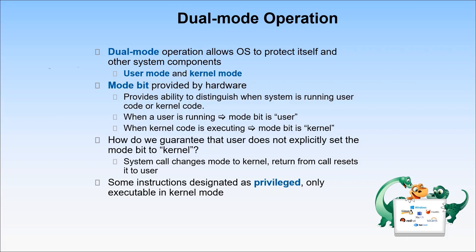When a user is running, the mode bit is user. When the kernel code is executing, the mode bit is kernel. So how do we guarantee that the user does not explicitly set the mode bit to kernel? A system call changes the mode to kernel, and return from the call resets it to user mode. Some instructions are designated as privileged, only executable in kernel mode.